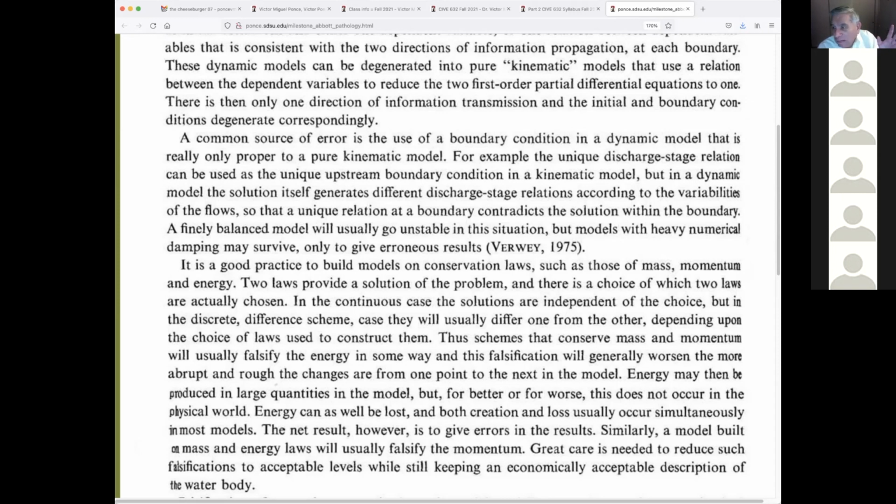And then finally, empirical. In the empirical model, like the water quality models, you throw in a number in there and run with it. And we have done it in the other class, not this class. In environmental hydrology, we did it repeatedly, okay? Because there's nothing else. Okay, but models with heavy numerical damping may survive, only to give erroneous results. He quotes Verwey in there, and I believe at one time I saw that paper. Verwey is a professor of hydraulics over at one of the universities in the Netherlands.